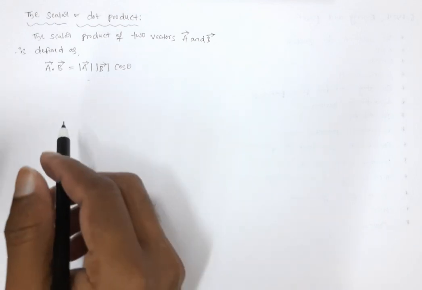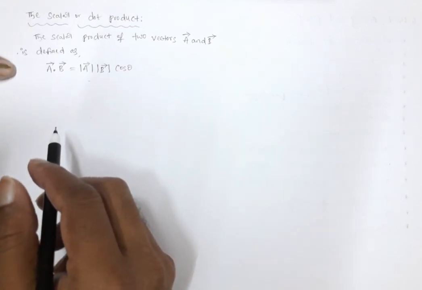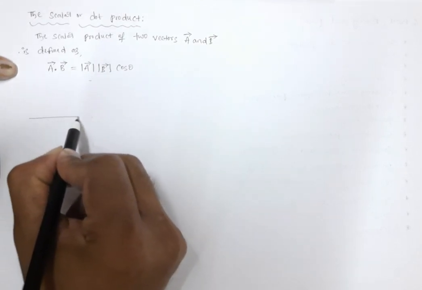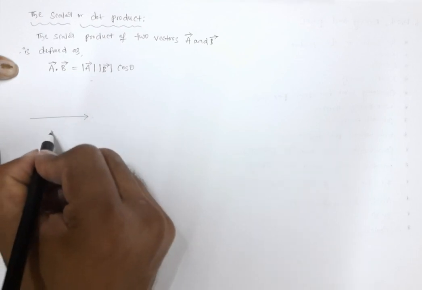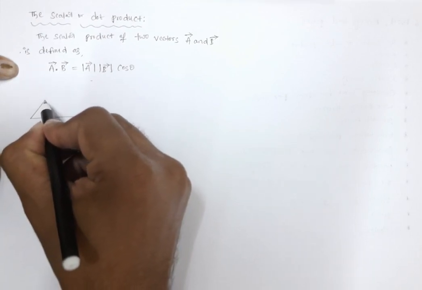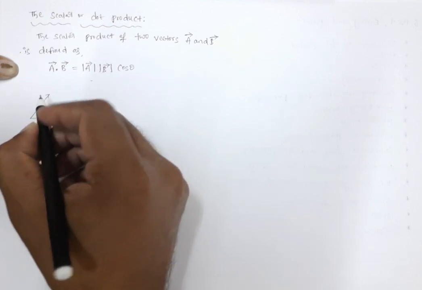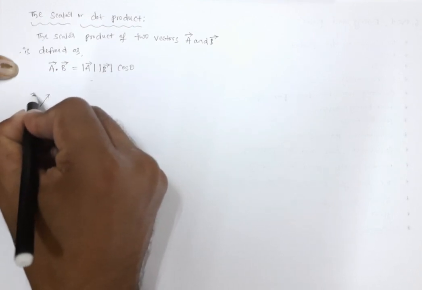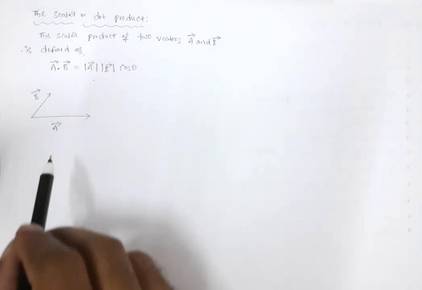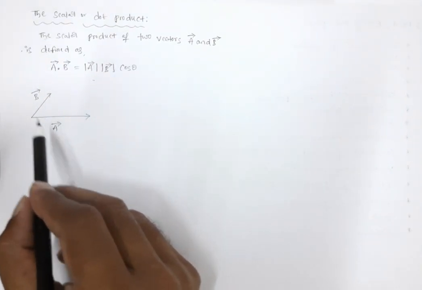Here I will draw two vectors. Let's say here we have a vector a bar and I have another vector, let's say b bar. Now I want to know the dot product of vector a bar and b bar.